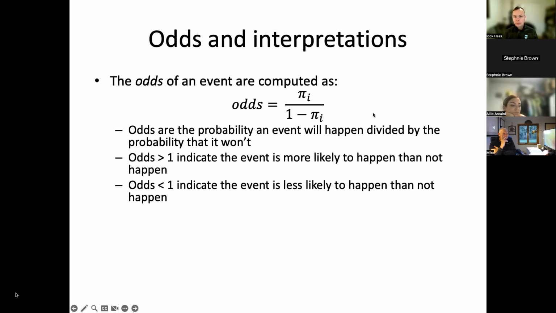And odds less than 1 means the probability of the event happening is less than it not happening. Right? So odds greater than 1 means it's likely the event's going to occur. Odds less than 1, likely that it won't occur. Odds equal to 1, 50-50 chance.